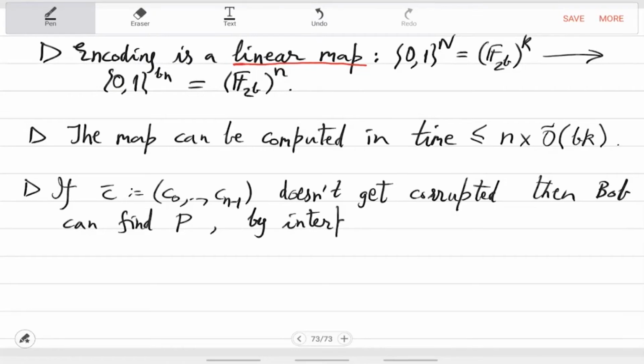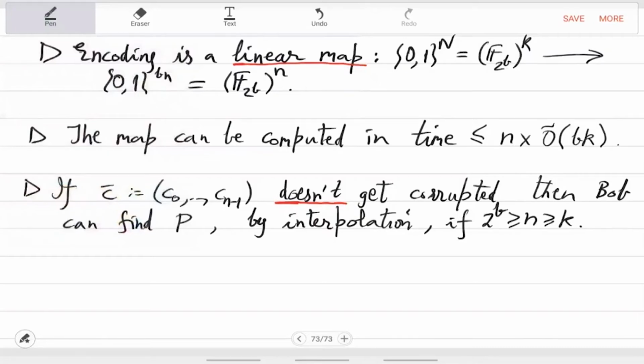So by interpolation, as long as n is at least k, and these small n many elements should be distinct, right? So the field size should be at least that. So that is the basic setting you definitely need. So 2 raised to b should be at least n, and n should be at least k for any of this to work, because this is needed even when there is no corruption. So that is the kind of information theoretic bound you have to satisfy.